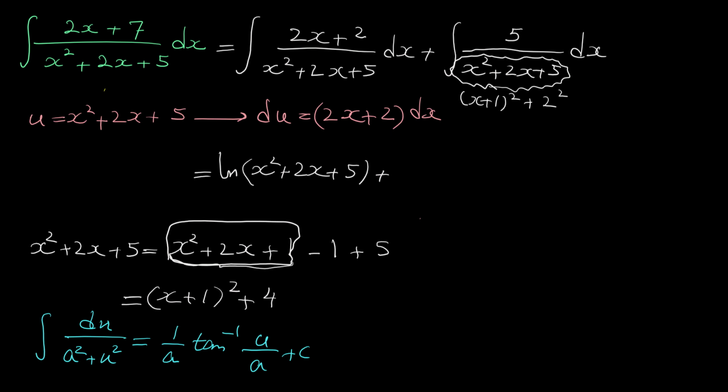So, the answer of this integral is 5 times, now use this formula, 1 over a. What is a in this example? 2 to the 2 is a to the 2, so a is 2. So 1 over 2 tangent inverse of u, which is x plus 1, all over a, which is 2, plus c. And 5 times 1/2 is 5 over 2. So this is the answer of this integral.